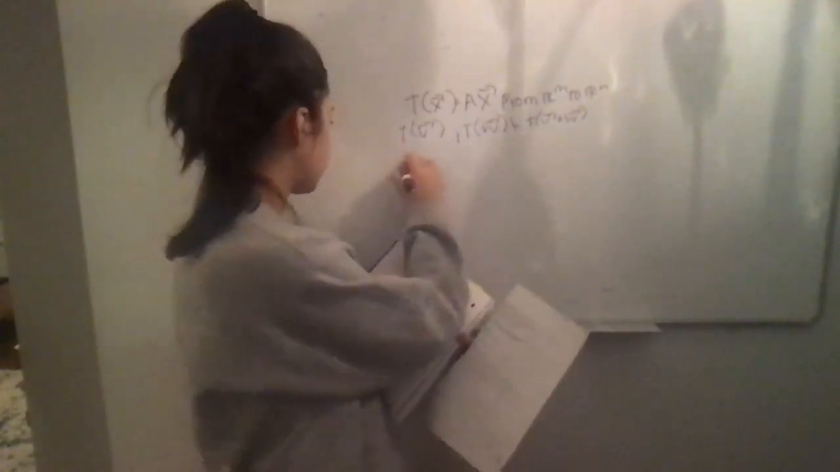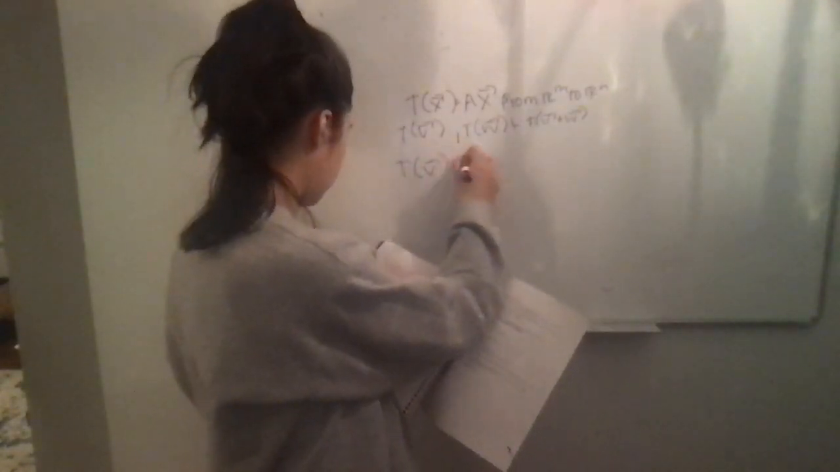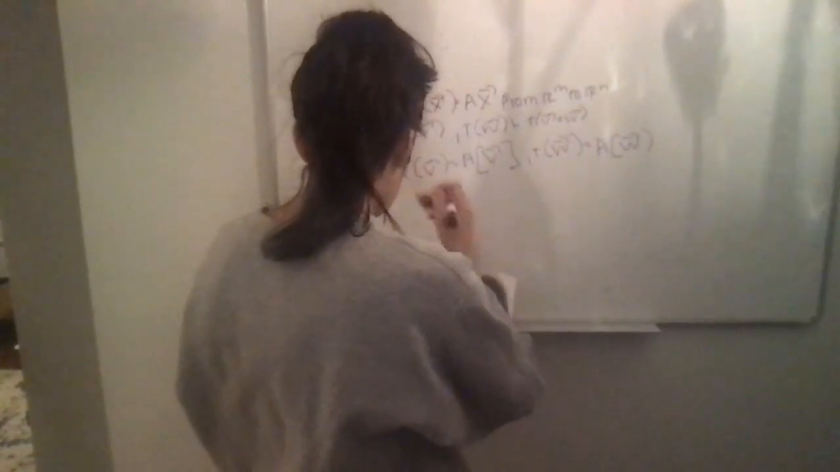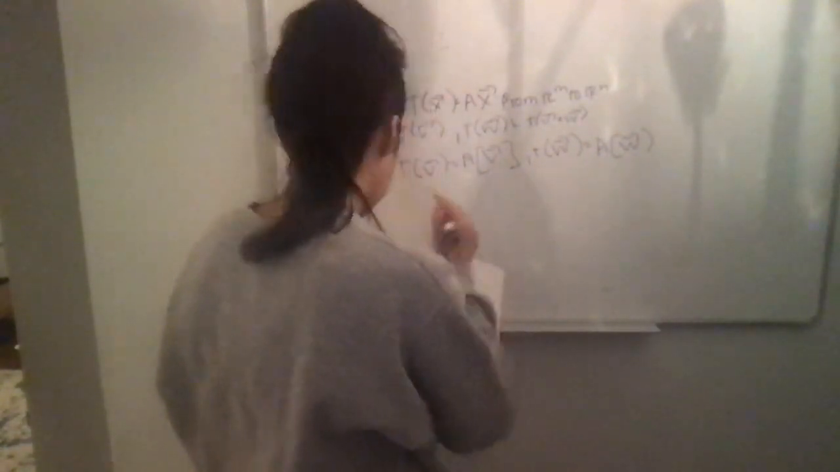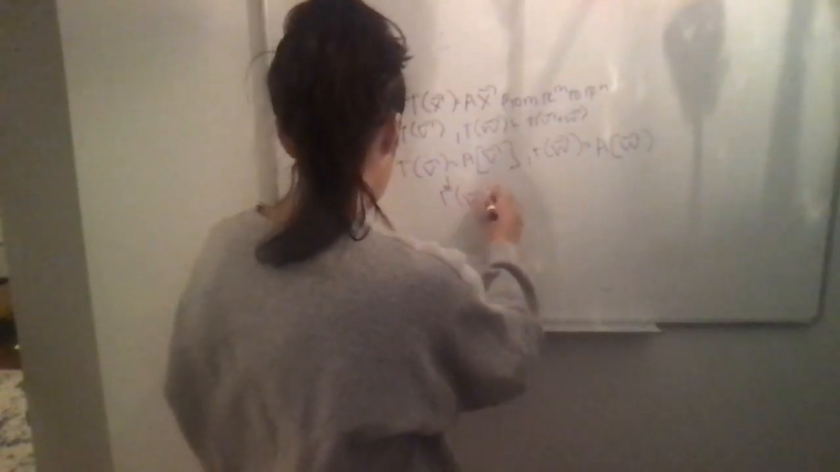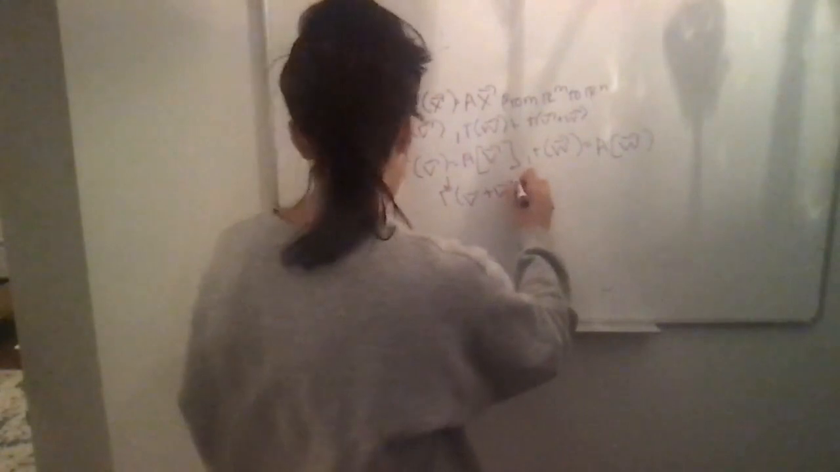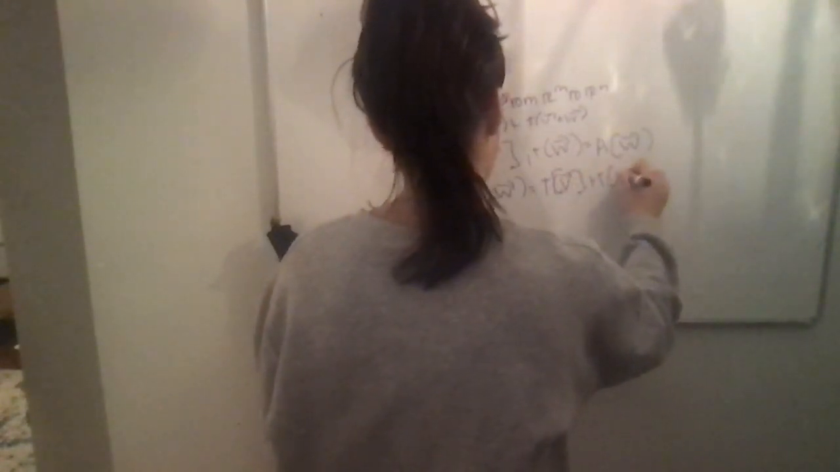So if we know that T of vector v is A times vector v, and T of w is A times vector w, then that means we can also say that T of v plus w is the same thing as T of vector v plus T of vector w. So I really just wanted you to think about that.